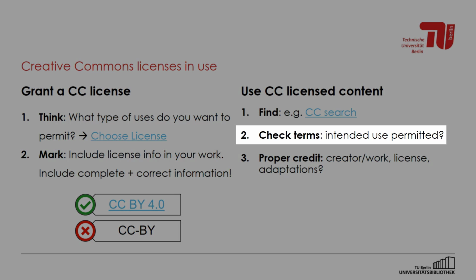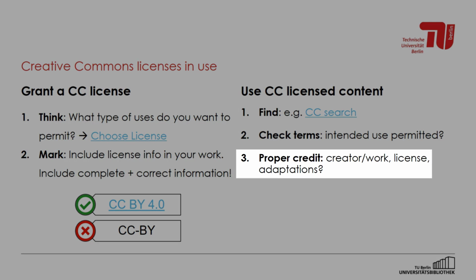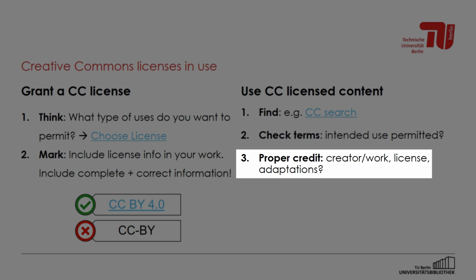Next, check the applied license. Is your intended use covered? Depending on the exact license, you might have to respect some restrictions. For instance, permission is given for non-commercial use only, or you may not be able to remix or adapt the work. Or you might have to share any adaptations under the same license terms. All good? All you need to do is to give appropriate credit to the original work.